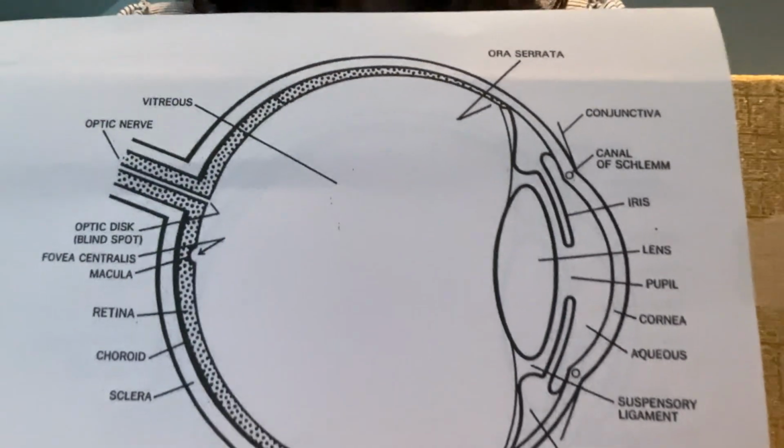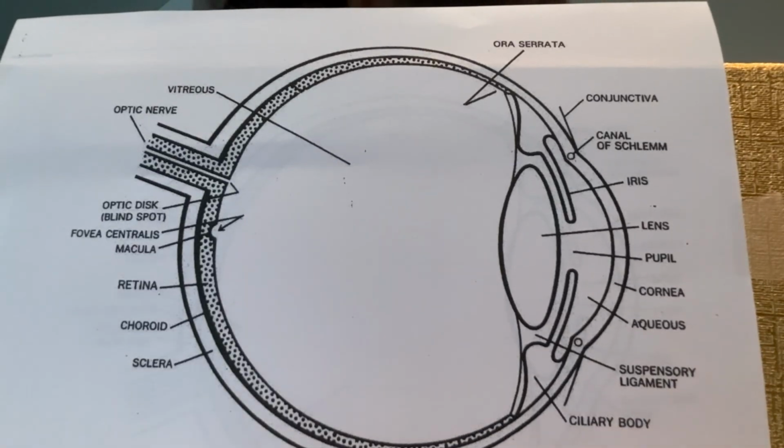Today I'm going to be talking to you about the 18 structures of the eye and their functions. I'm going to be using this diagram to go over those structures.